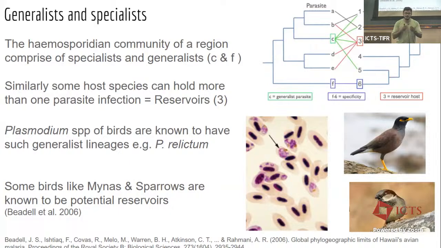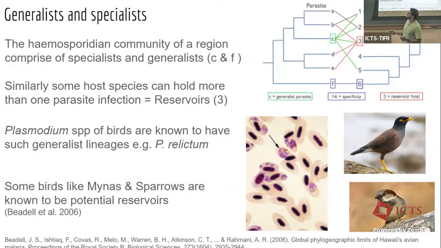These are the generalist ones. They don't have a very tight association to one host, but they have a diversity. There is a host breadth that they have, which is higher. And then there are some parasites which are very specific to one host. You will find one Haemoproteus in myna and not in anything else, only in common myna. Even if it goes to any other host, it does not survive. It's a dead end. So these are very specialist parasites.